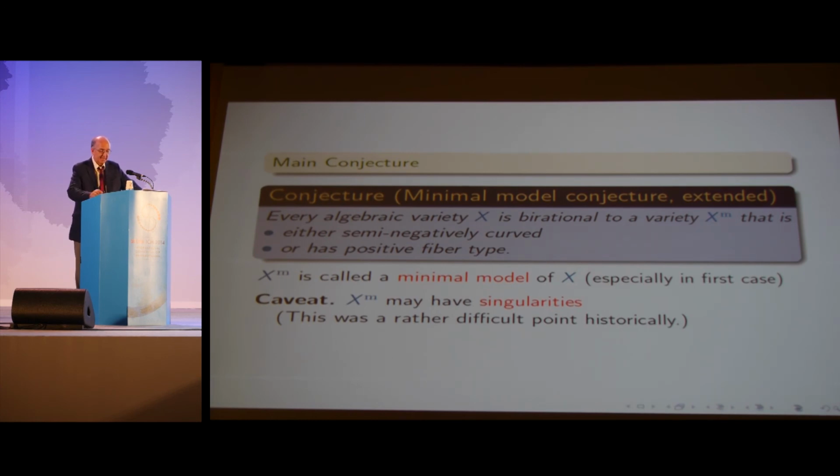But in fact, it turns out that we should live with certain mild singularities. And so these varieties XM, they have some singularities that are reasonably mild. They are completely understood in dimension 3, and we know a lot about them in higher dimensions. But sort of, this is it.